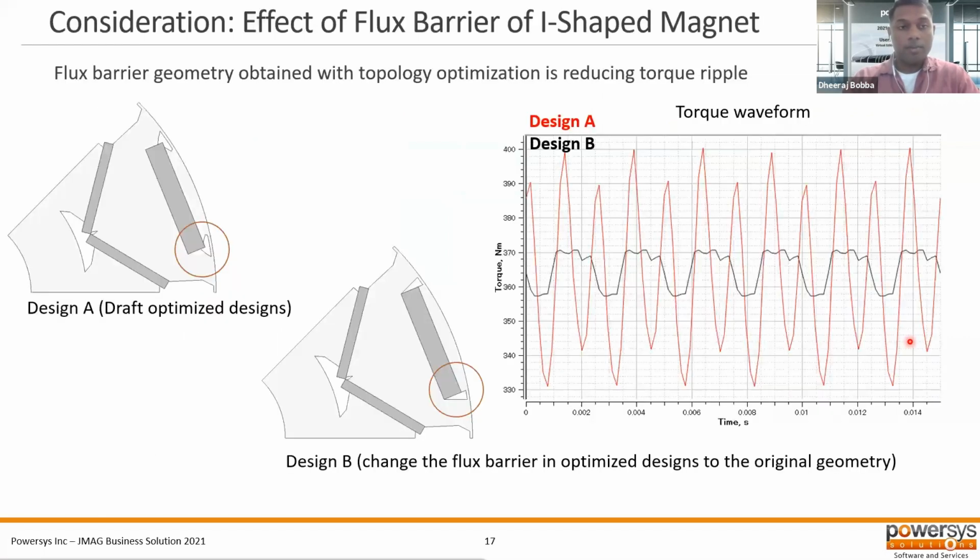And here are the torque waveforms. Once the final geometry is obtained, this is looking at the sensitivity of the shape of those barriers on the top magnet. These are slightly modified, and we can see that the torque ripple reduces further. So design A is the red torque waveform, and design B is the black one. So these are some things we have to manually check to make sure how the sensitivity is to changing those shapes. Sometimes we might get even better results.